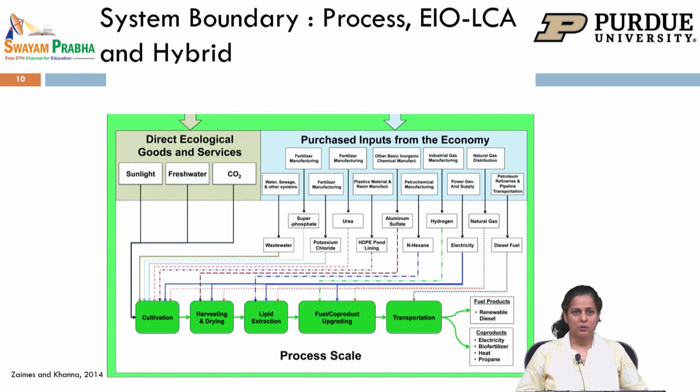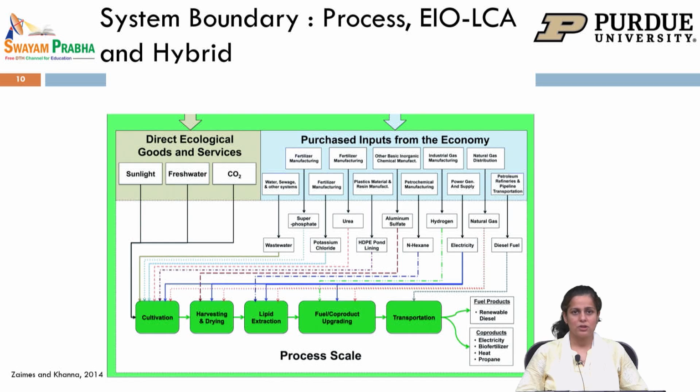Then there is a harvesting and drying stage. Then there is lipid extraction, which is a chemical process. Then we have co-product upgrading, which is enhancing of the product for use. Then there is a transportation stage, and at the end we have the fuel production, but there are also some co-products that are being made, such as electricity and heat that can be used. So, this is an example of a simple process LCA.